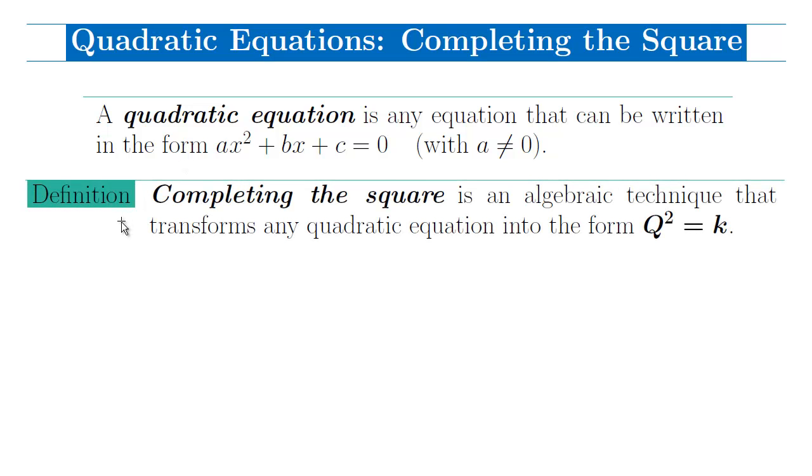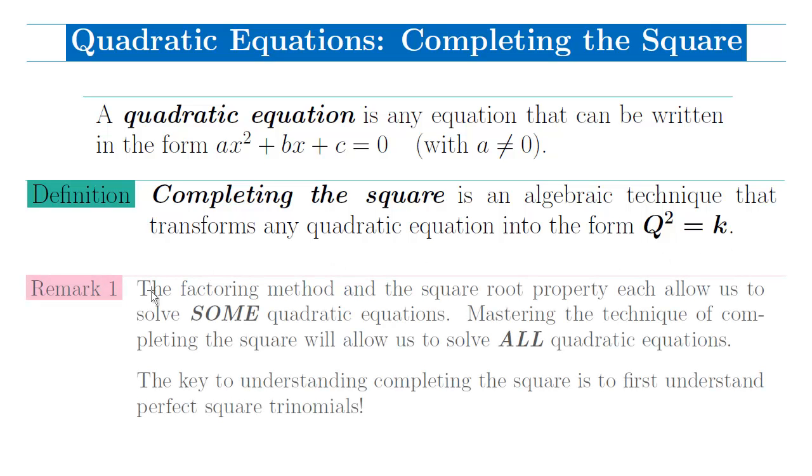Now, completing the square is an algebraic technique that transforms any quadratic equation into an equation of the form q squared equals k. And recall, when you get an equation into the form q squared equals k, you can then apply the square root property. So that will be our goal. Now, note, the factoring method and the square root property, which we've already discussed, each allow us to solve some quadratic equations. However, once we master the technique of completing the square, it will allow us to solve all quadratic equations, any quadratic equation that is given to us.